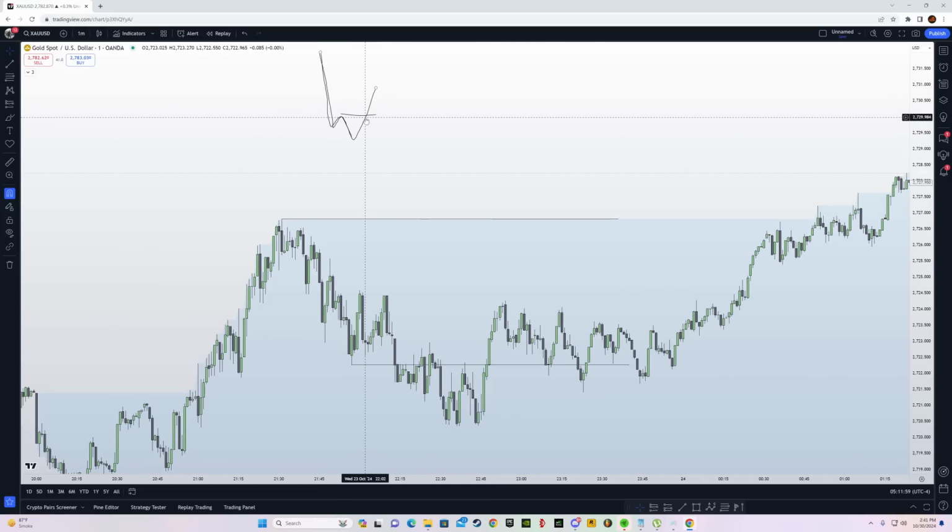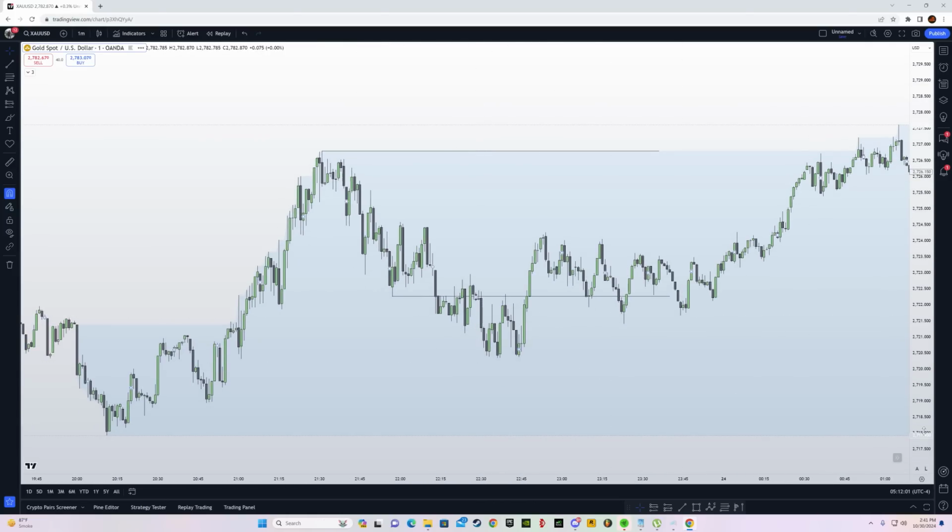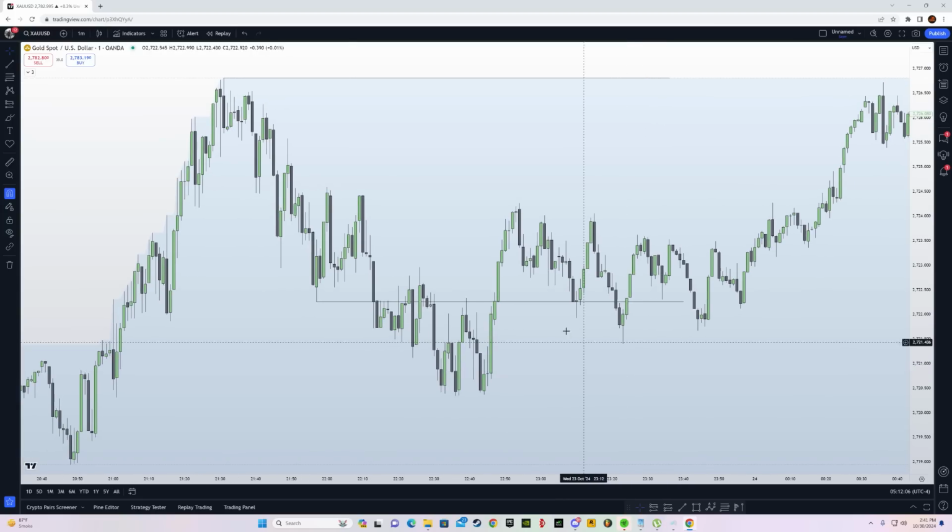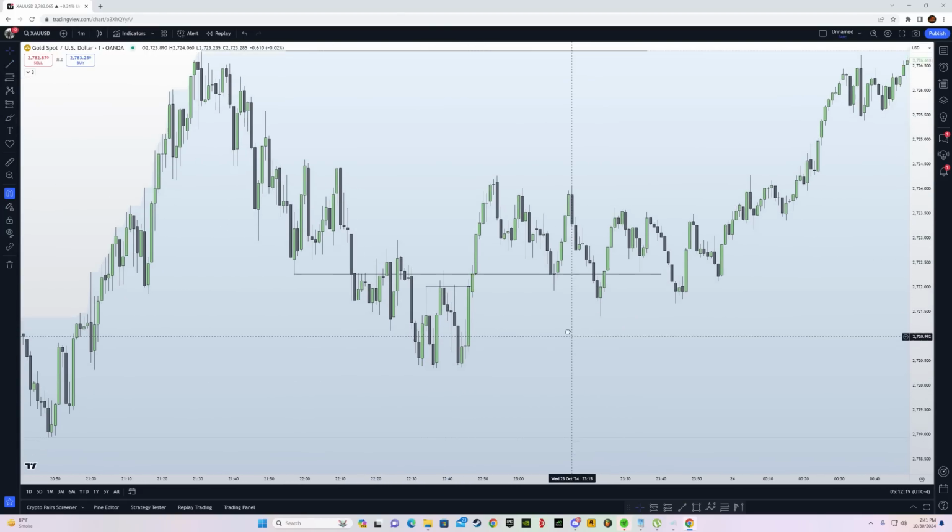So I hope by now it's clear, right? I know it may sound a bit complicated, but trust me guys, it is not. So we're waiting for price to take out the range low. We take out the range low. We have a pullback to the downside, right? Lower low, lower high, lower low. And then we are waiting for a market structure shift.